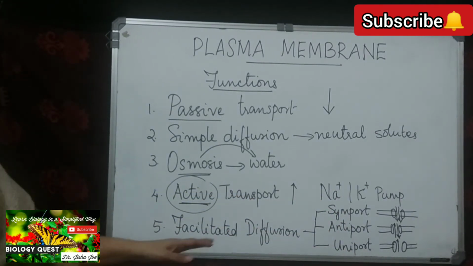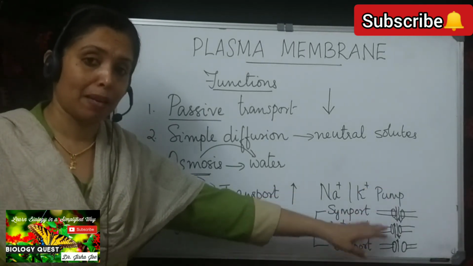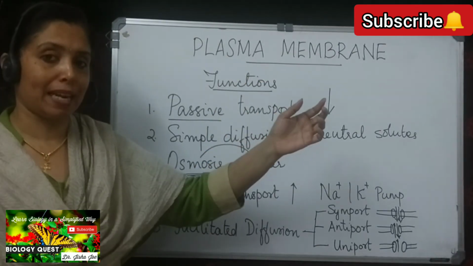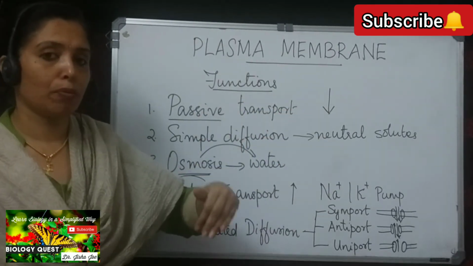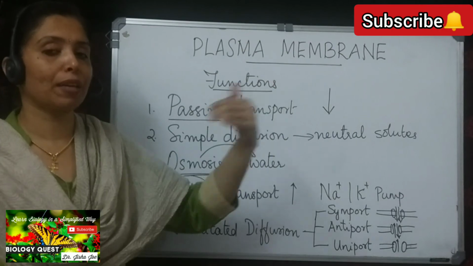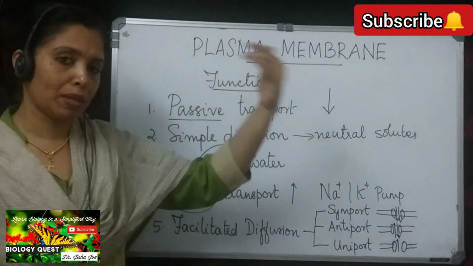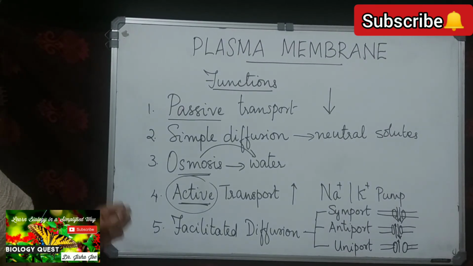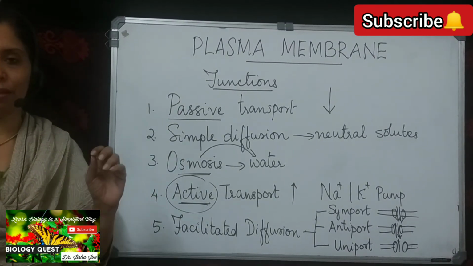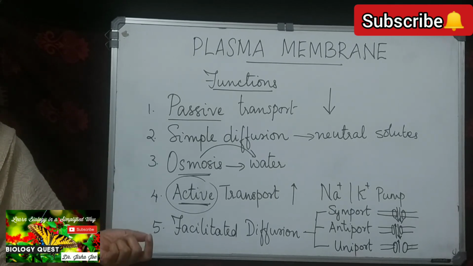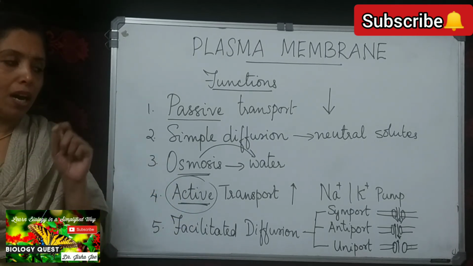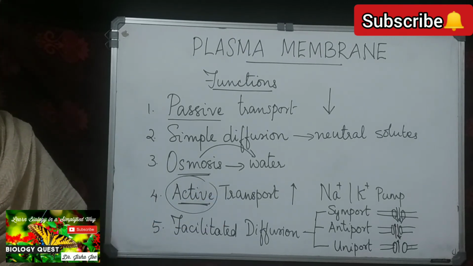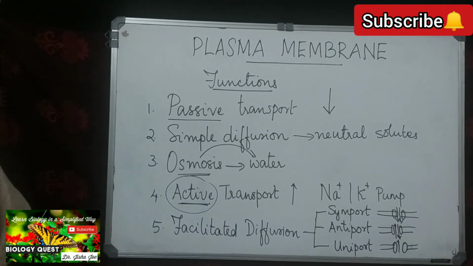In symport, the molecules move in the same direction. In antiport, the two molecules move in opposite directions. If one is moving inwards, the other molecule moves in the other direction towards outside. Then uniport, the movement of molecules is independent of each other. Molecules move across the membrane independent of the other molecule. So these are the three types of facilitated diffusion.